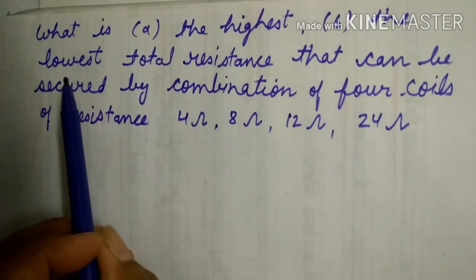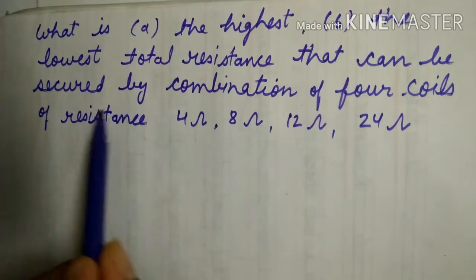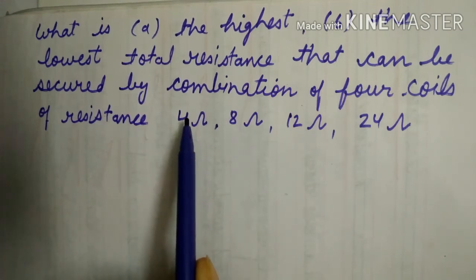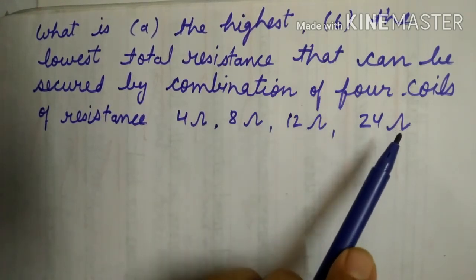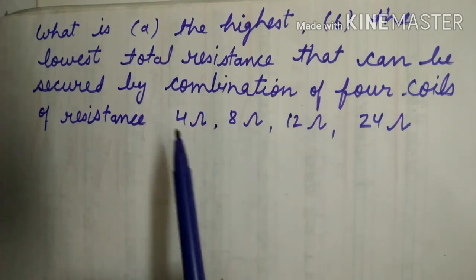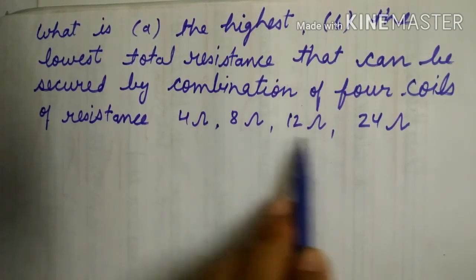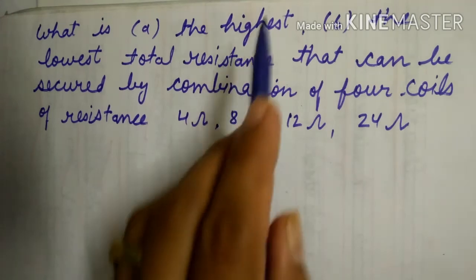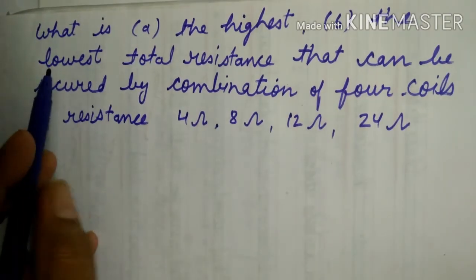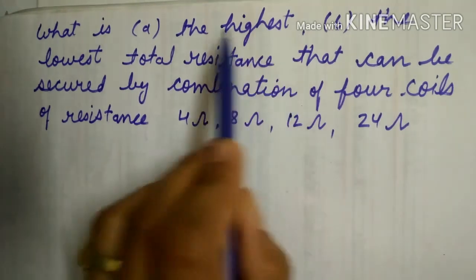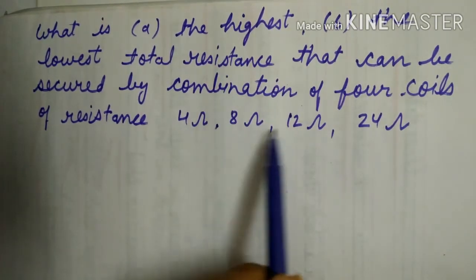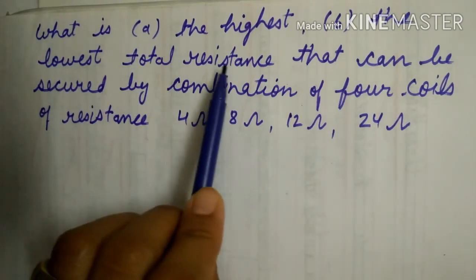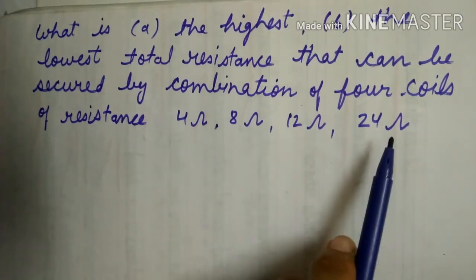What is the highest and the lowest total resistance that can be secured by a combination of 4 coils of resistance: 4 ohm, 8 ohm, 12 ohm, 24 ohm? According to the question, we have 4 resistors. How will we connect them so that we get the total resistance of highest value and the lowest value? As we know, we get the highest value of total resistance when we connect them in series combination, and we get the lowest value of total resistance when we connect them in parallel combination.